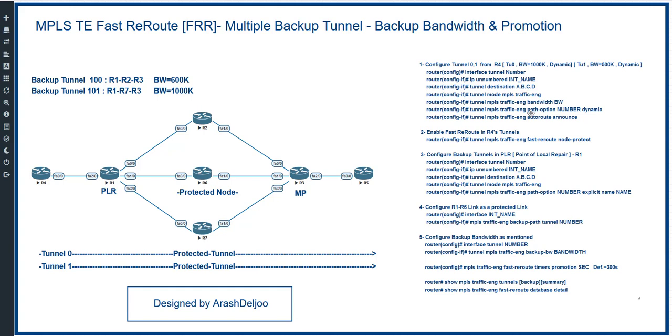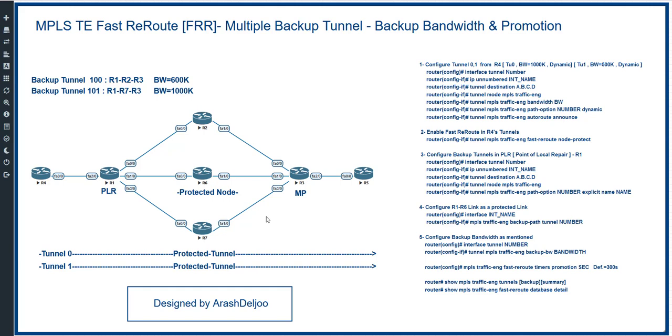Here we now have one question. What is the question? Let me talk about that. Look at here. In this scenario, we have two tunnels from router 4 to router 5. The first tunnel is tunnel 0, the protected tunnel 0, and the next tunnel is tunnel 1. Also, we are configuring two backup tunnels: backup tunnel 100 from the path of R1, R2, R3, and backup tunnel 101 from the path of R1, R7, R3.